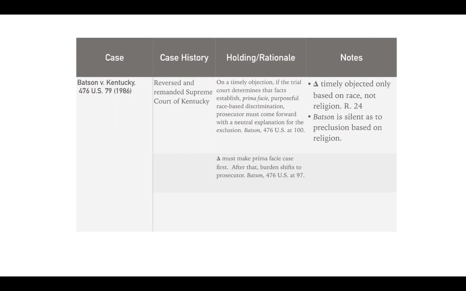And here's how I suggest you do it. First, for each case, put down the name of the case and the correct citation. We're always going to want to have correct citations early because it's going to save us a lot of time in the long run. Next, I suggest you have something that you can call a case history, just letting us know how this case got to this court. So in this case, we are looking at Batson v. Kentucky, and that was a decision that reversed and remanded a case that came from the Supreme Court of Kentucky.